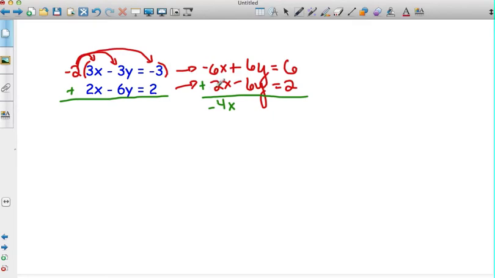Not any eliminating on that part. However, here, a positive 6 and then a negative 6. Look at what happened. We ended up eliminating our y's, and therefore over here, I have 6 plus 2 gives me 8. And then you can go ahead and solve for x. Divide by negative 4, and x ends up equaling negative 2.